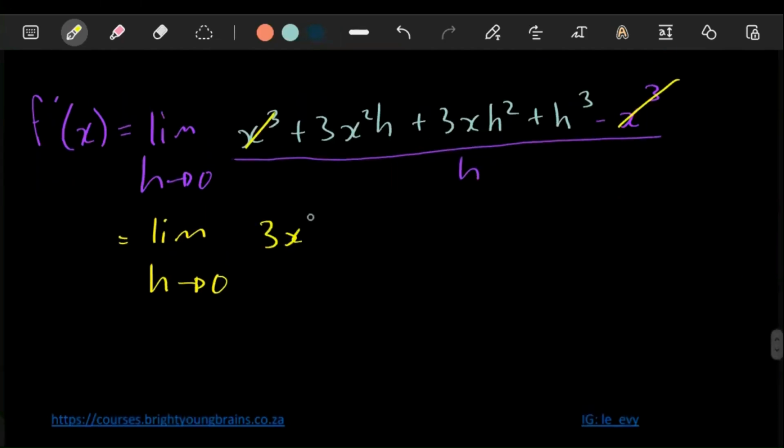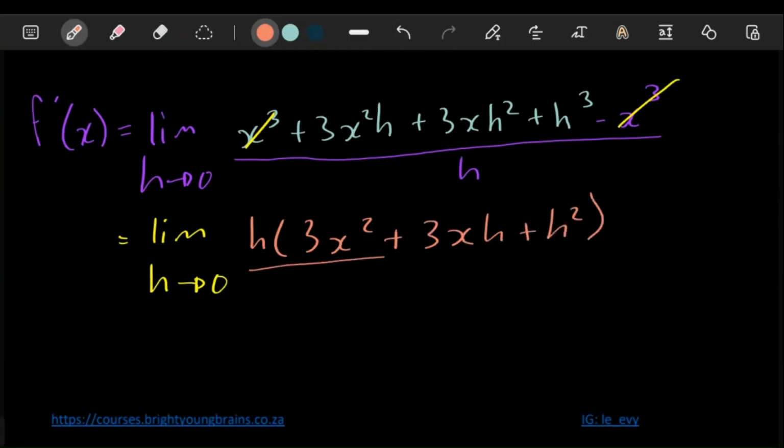This is 3x squared h plus 3xh squared plus h cubed. Let's not even waste any space. Let's just remove h as a common factor already. This is going to give us 3x squared with no h. This one has 3x with 1 h. This one has h squared. The main reason is that as long as we now don't have a denominator, which is h, we can now throw in the h as a 0.